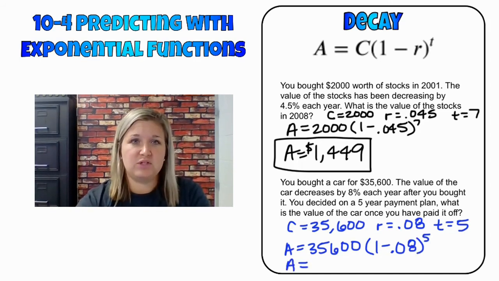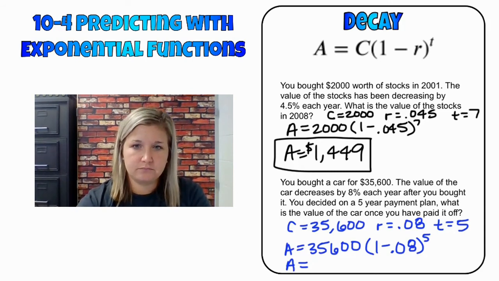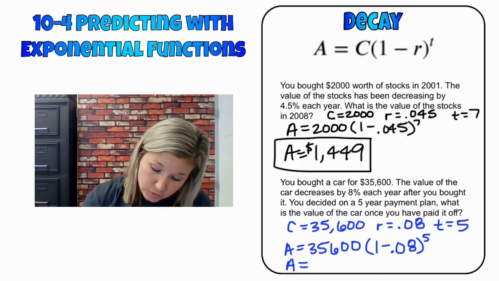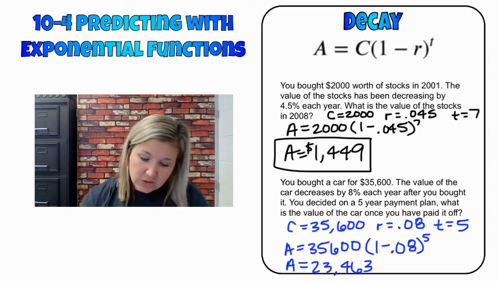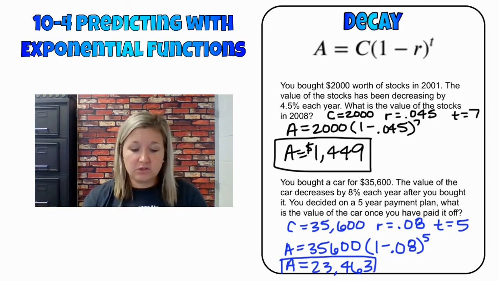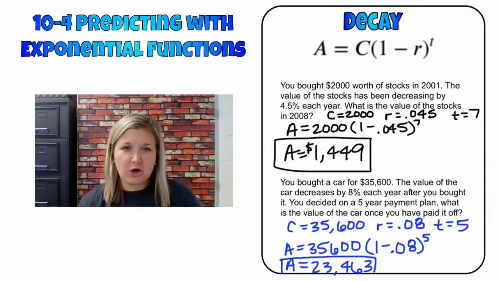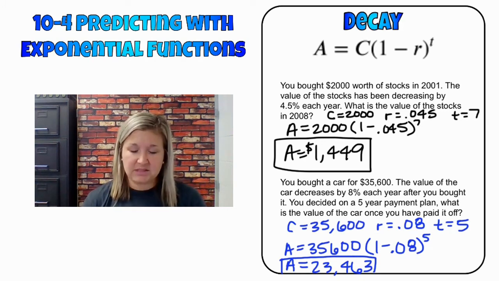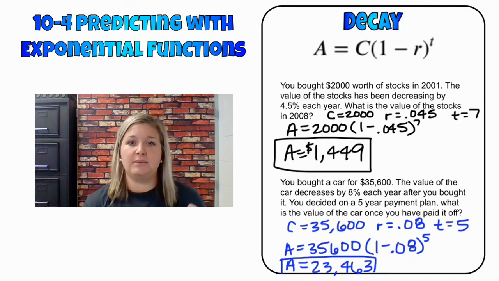Again, plugging this into our calculator. So we have $23,463. So it's still a good value for your car there. But again, it's not worth what you bought it at originally for $35,000. So this is what you can use to predict future values.